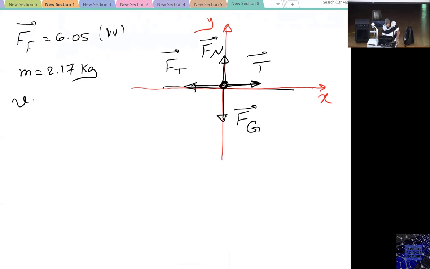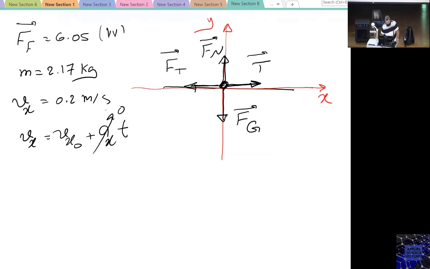2.17. I have a constant velocity, 0.2 meter per second. So it is important to notice that since I have a constant velocity, in this case, the acceleration would be zero. If you recall, Vx equals Vx naught plus Axt. If the velocities are equal, this means the acceleration would be zero. Okay, so we have a constant velocity. This means the acceleration is zero.